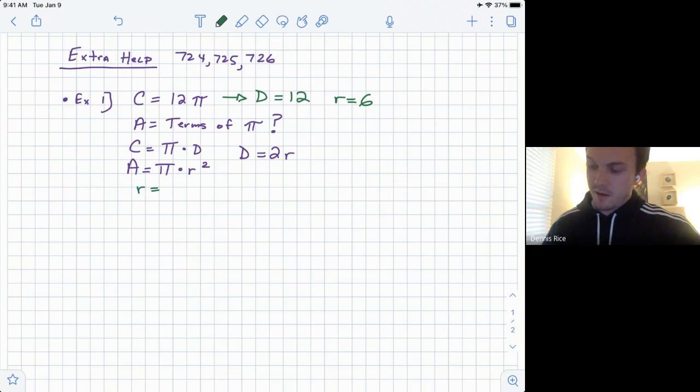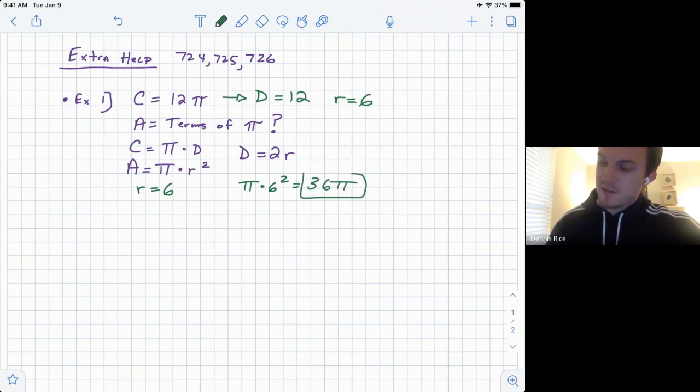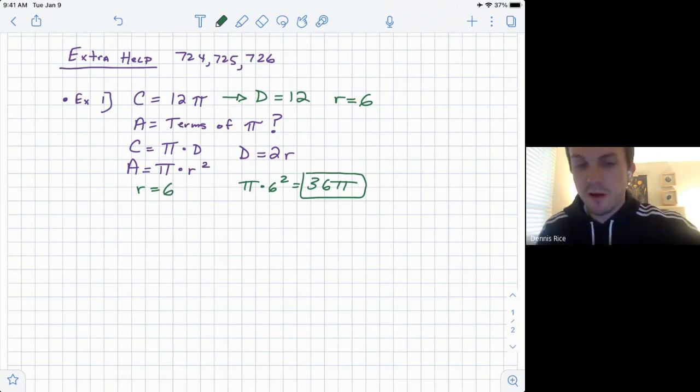I'm going to write it down here. Now, in my area formula, I would replace r with 6. 6 squared is going to give me 36 pi. If I said, hey, what is the area to the nearest tenth? Then you would just obviously type in 36 times pi using your calculator and using the pi function on your calculator. That's important as well. Okay.